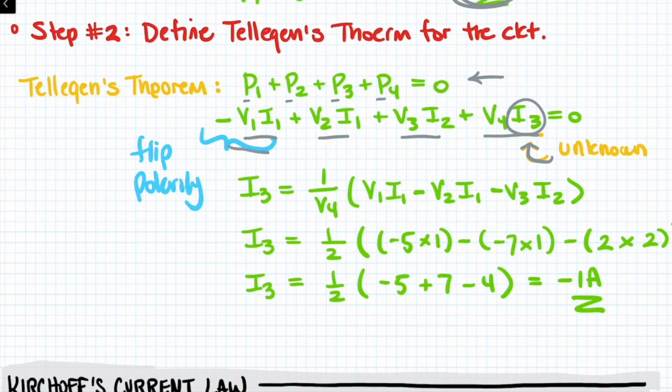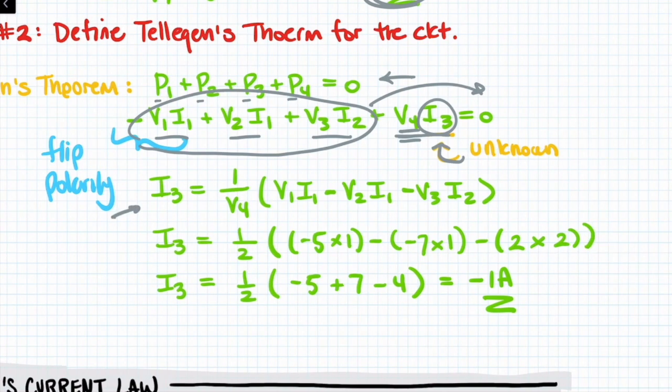So we move these terms over to the other side of the equation. We divide by the V4, and we end up with that expression below. Then we plug in some of the values, here, here, here, here, here, and here, and we end up with a value of negative 1 amp.